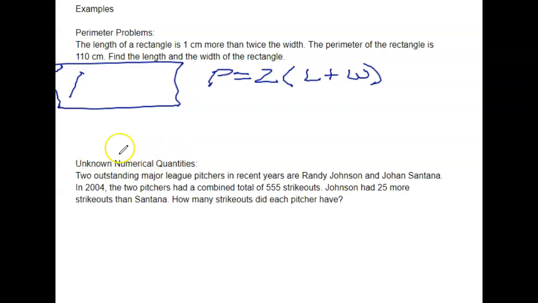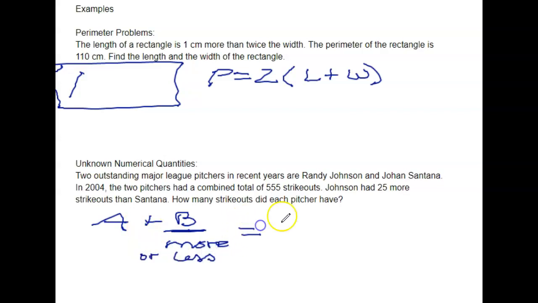Two unknown quantities. There's a couple different ways you can do this. In general, what you're thinking of is there are 2 things usually that are added together, and one of them has more than the other or less, and then they total whatever it is.